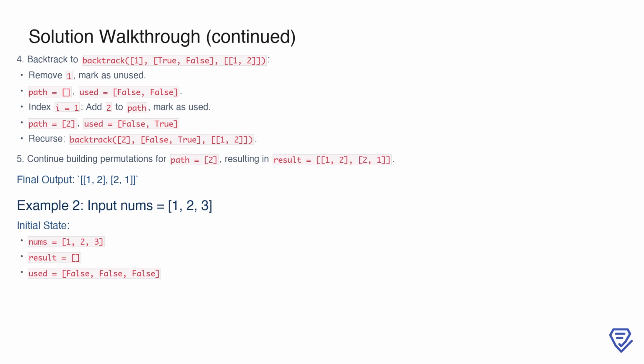Following this process, we eventually generate another valid permutation, [2, 1], which gets added to the result. At the end of this process, the result contains all permutations for the input: [[1, 2], [2, 1]].